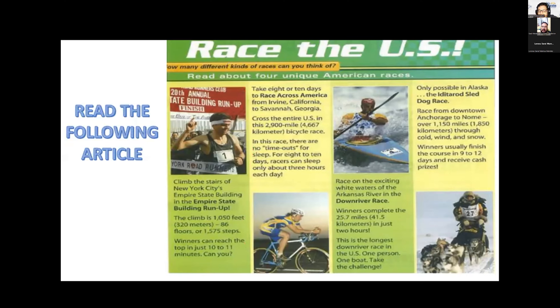It actually says climb, which in Spanish is como nosotros decimos escalar. Dice que escalar las gradas del Empire State, que es un edificio en Nueva York. Dice Run-Up, que en este caso es como de recorrido. The climb, es decir, escalar, es alrededor de 1,050 pies, es decir, 320 metros. 86 pisos, imagínense este edificio, tiene 86 pisos. It's very big. Or 1,575 steps.